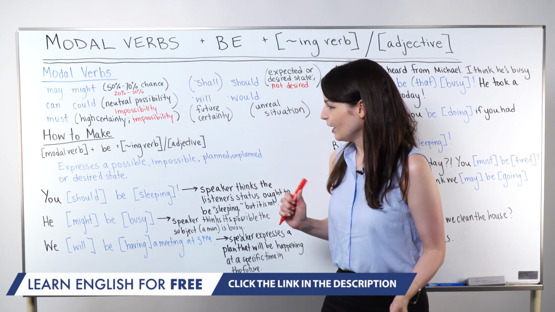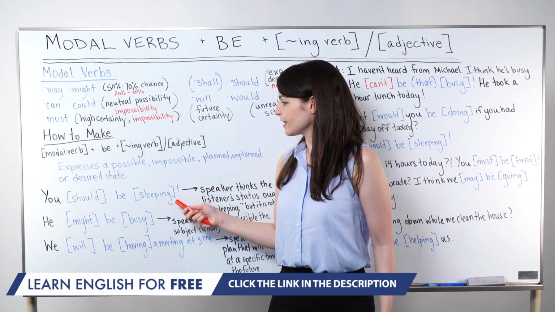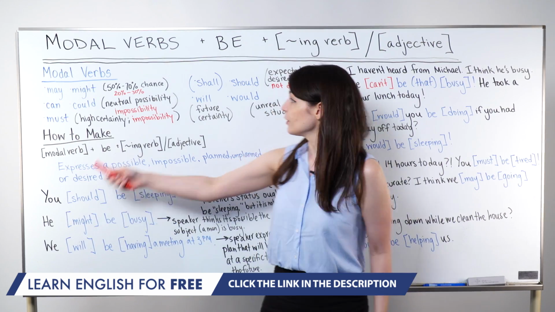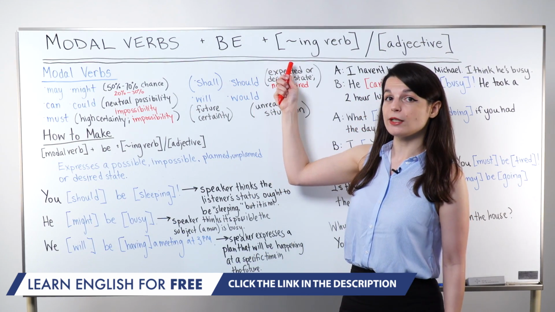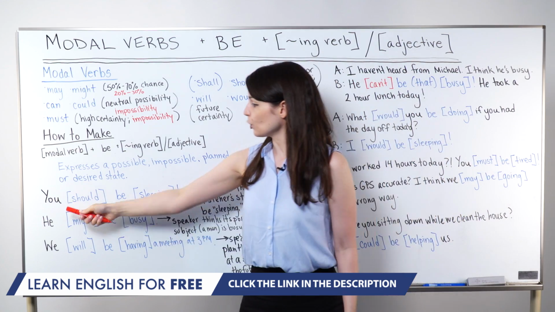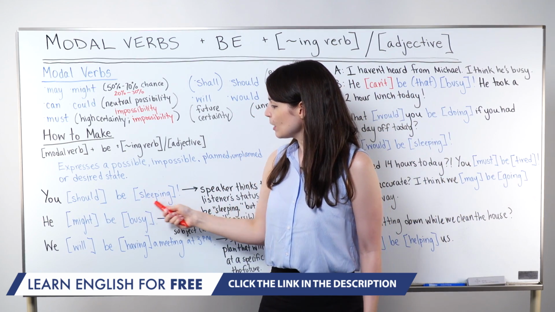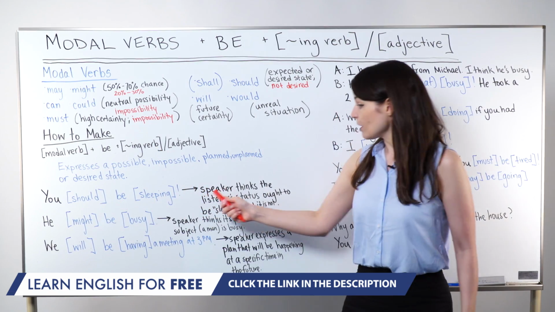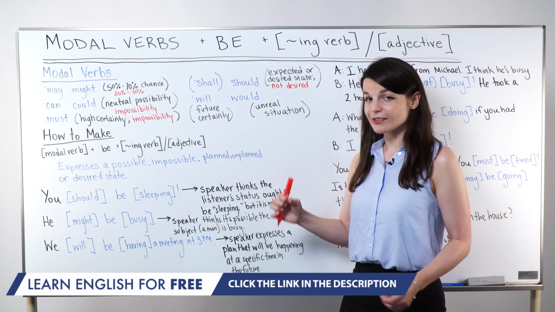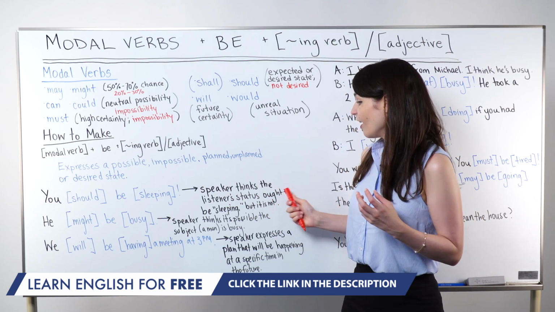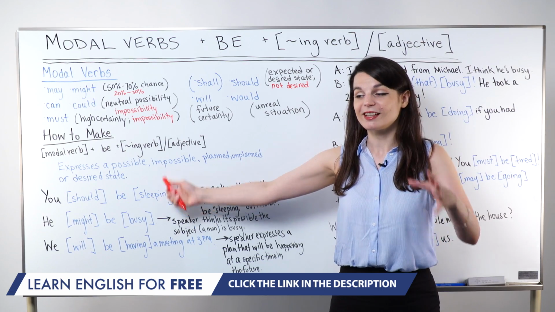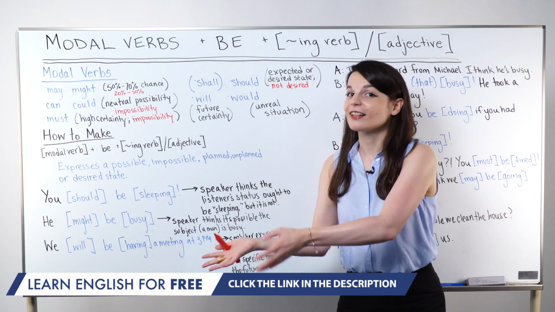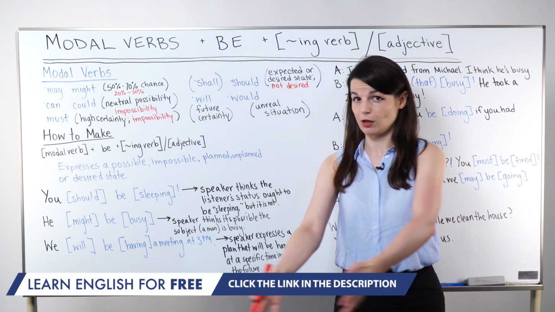So let's begin. The first example sentence is this. You should be sleeping. Here my modal verb is should. So should expresses an expected or desired state. In this case, you should be sleeping. Sleeping, this is my verb in the ing form. That means the speaker thinks the listener's state, the listener's condition ought to be sleeping. So this means the listener is not sleeping, but the speaker thinks the desired condition for the listener is sleeping.